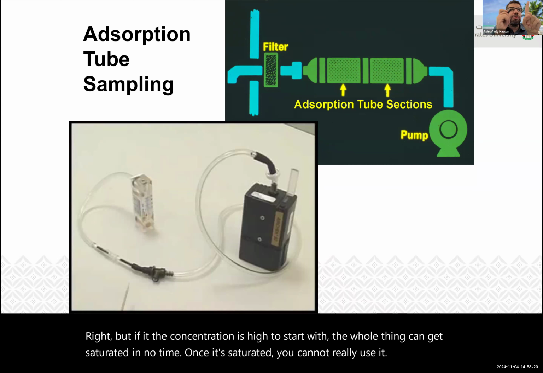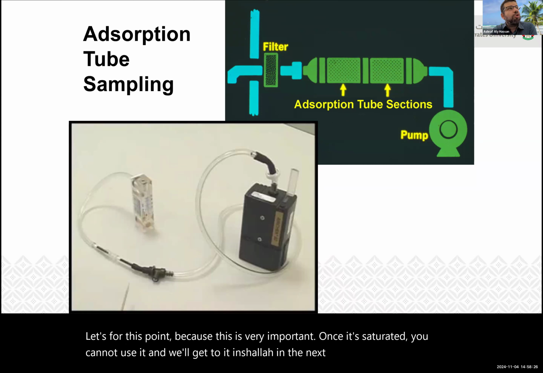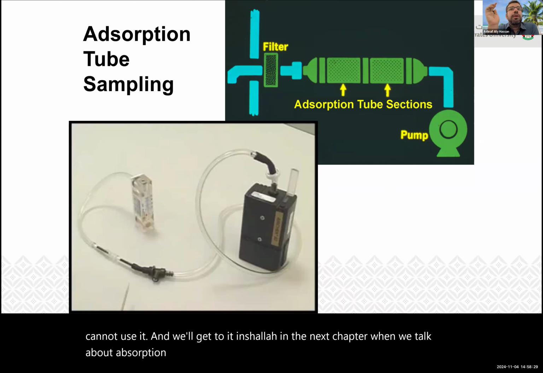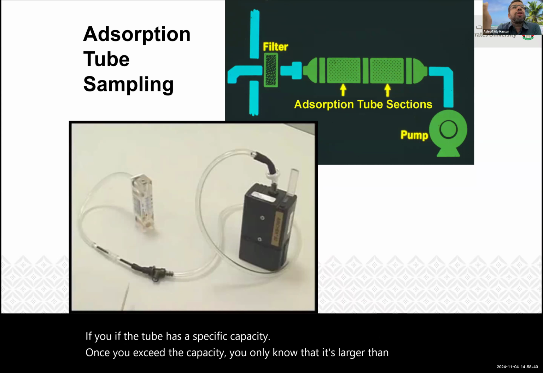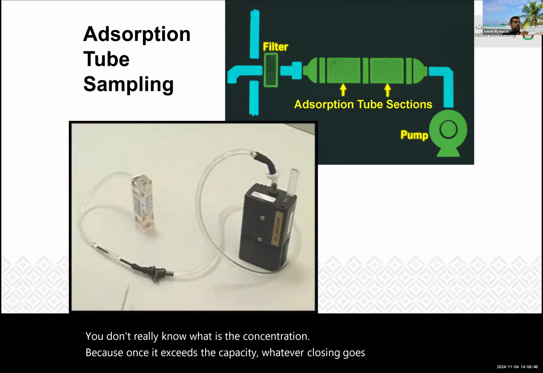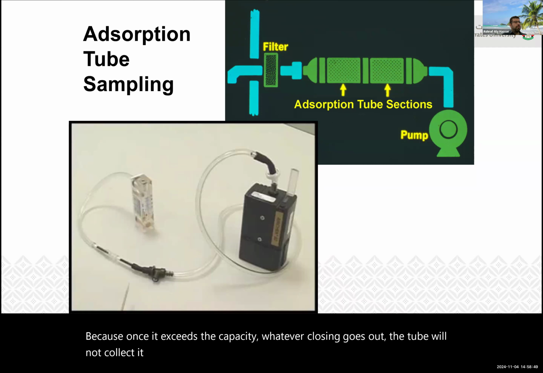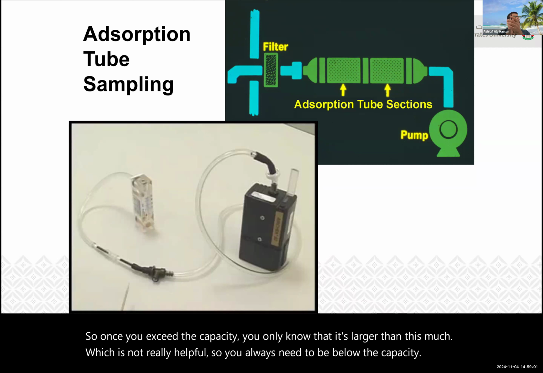Let me stress this point, because this is very important. Once it's saturated, you cannot use it. And we'll get to it, inshallah, in the next chapter when we talk about absorption specifically. But the tube has a specific capacity. Once you exceed the capacity, you only know that it's larger than the capacity. You don't really know what the concentration is, because once it exceeds the capacity, whatever goes in goes out. The tube will not collect it anymore. So once you exceed the capacity, you only know that it's larger than this much, which is not really helpful. So you always need to be below the capacity.